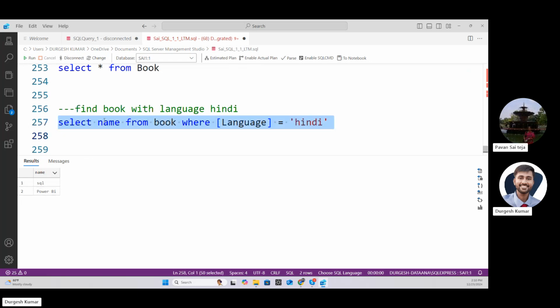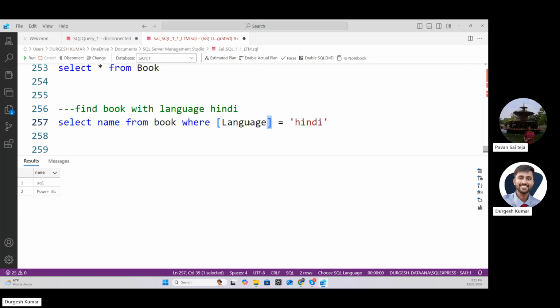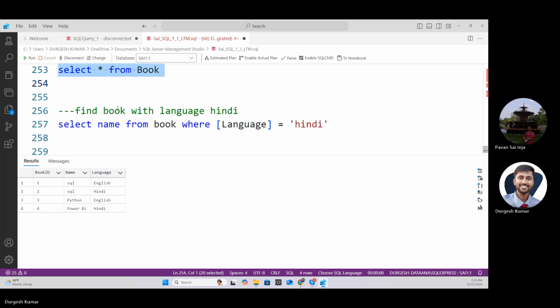So like in SQL and Power BI, we use the square bracket in order to write multiple columns afterwards. Actually, because language is a function, in Azure it automatically went into this, but if you are using SQL, you have to manually give them, right? Because it's just a reserved keyword. Okay, so look here, when you added the where clause, for Hindi language you got two books, SQL and Power BI, right?